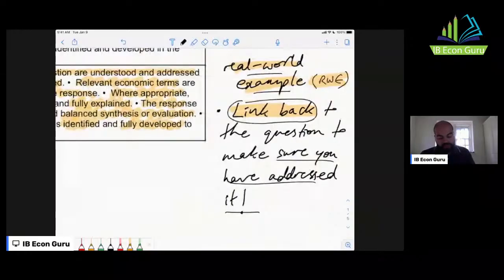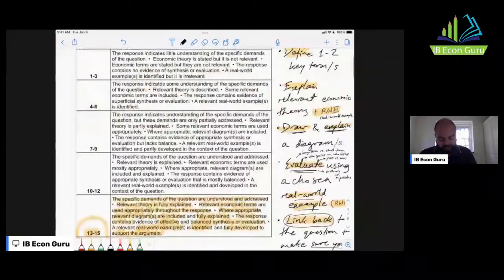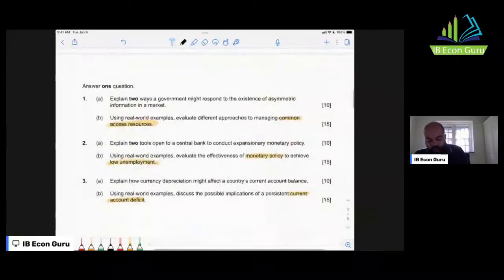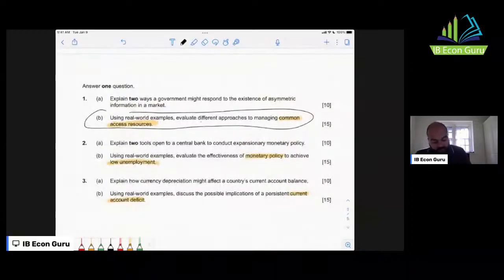Okay, so this is the structure that I suggest. Okay, here are a few Paper One questions. Okay, let's have a look at the Part B. Using real world examples, evaluate different approaches to managing common access resources.